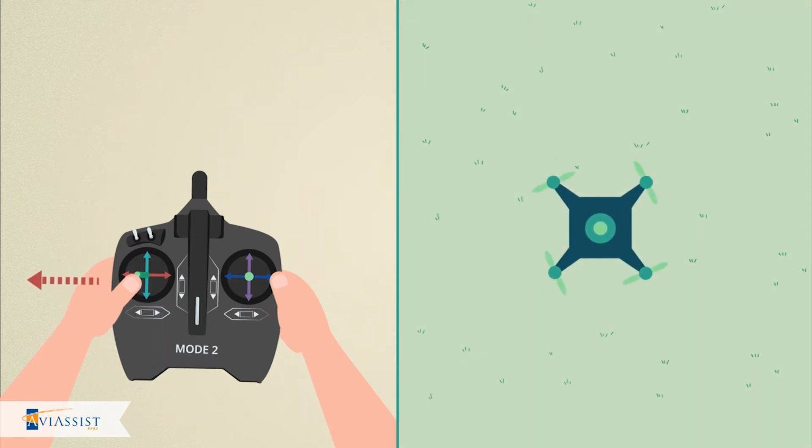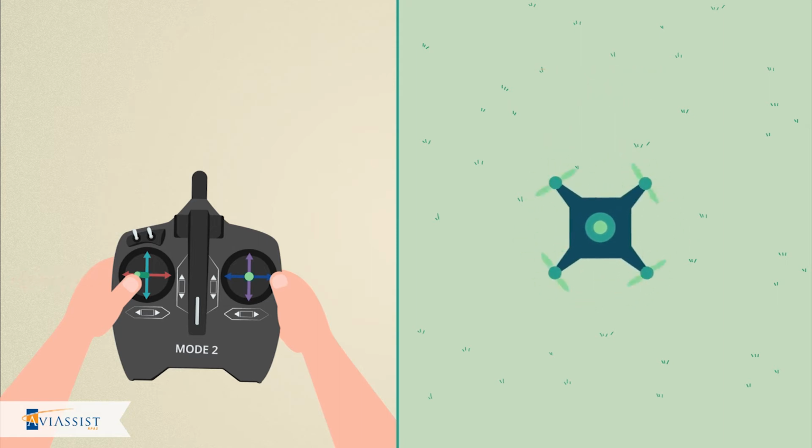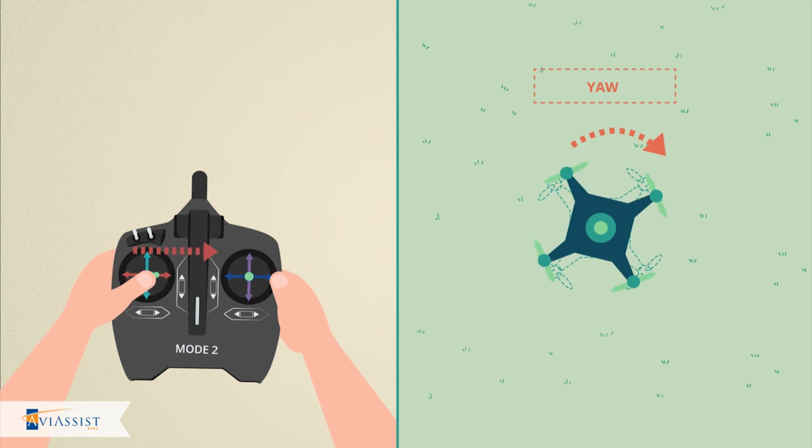When the left stick is moved to the left, the aircraft will yaw or change its heading to the left. When the left stick is moved to the right, the aircraft will yaw to the right.